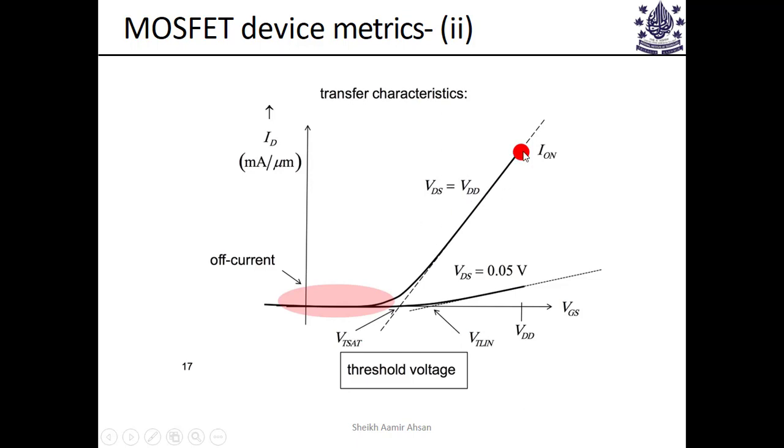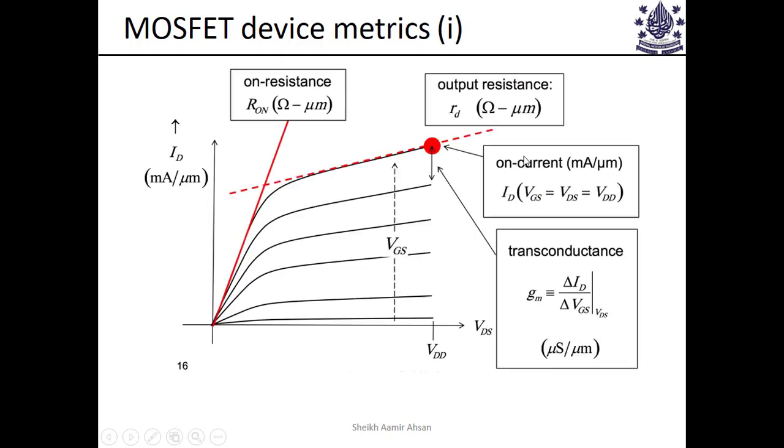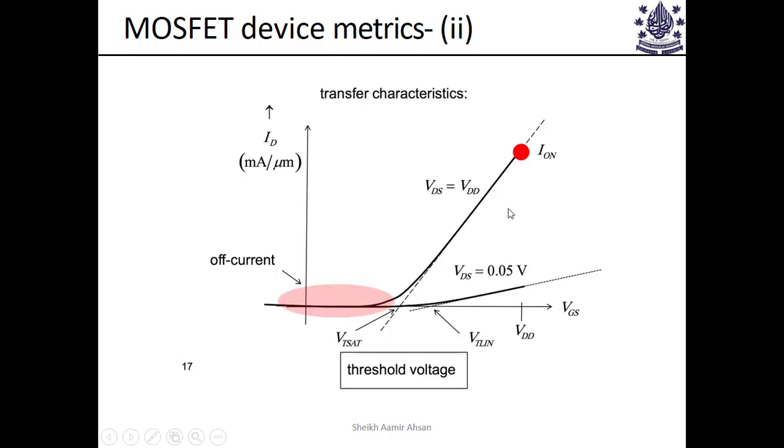Okay, and this is the on current, ion, the maximum current. It's the same current. This current is the same as this current. Okay, and at this point, if we extrapolate these characteristics back to the VGS axis, this intersection point gives you the threshold voltage. Now, since there are two different threshold voltages, one for the linear and one for the saturation region, we call them VT lin and VT sat.